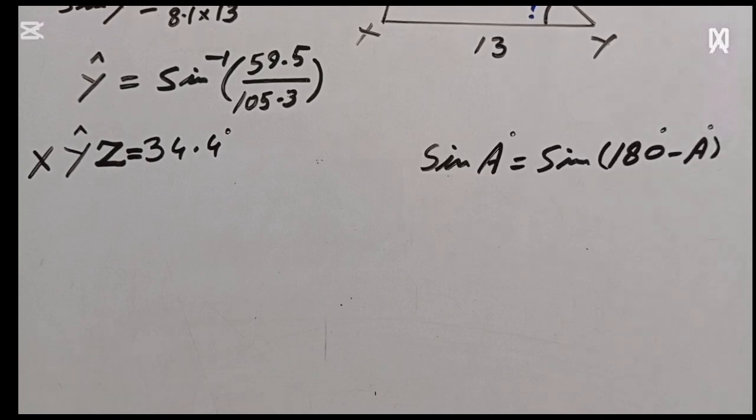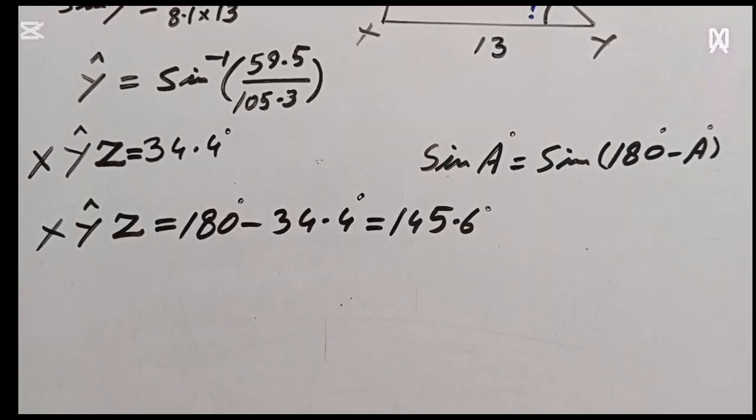You know, sine of angle A equal to sine of 180 minus that angle A. So this way, if one angle we have got taking sine inverse 34.4, the other would be its supplementary angle, which is 145.6 degree. So these are two values which are required here, 34.4 degree and 145.6 degree.